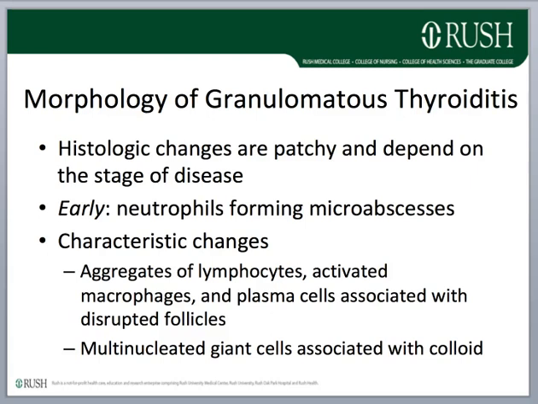And commonly there's multinucleated giant cells that enclose fragments or pools of colloid. And so that's what gives it the name granulomatous thyroiditis, although typically you do not see well-formed granulomas. Then later on, as this process burns out, you're just left with a nonspecific chronic inflammatory infiltrate and a lot of fibrosis.